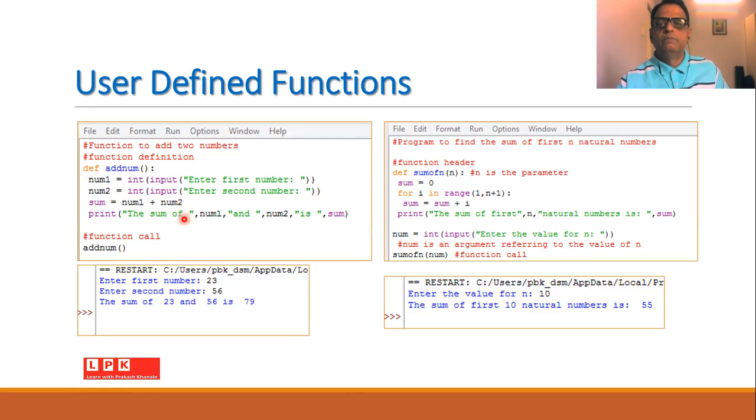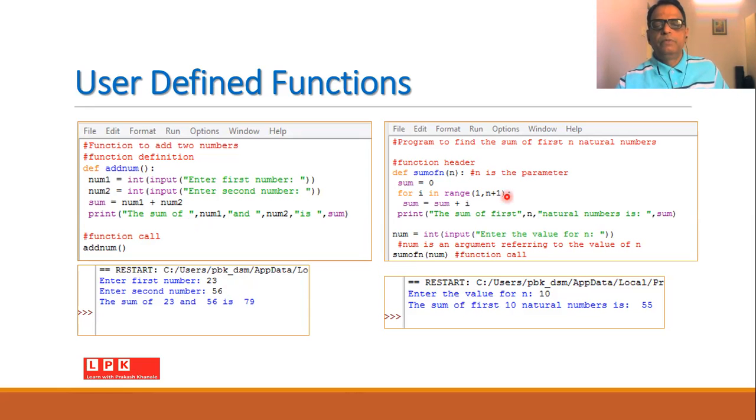When I execute this code by using the Python interpreter, the message will be displayed: enter first number. Suppose the number entered is 23. Then the message will appear, enter second number. Suppose the number entered is 56. And then we will get the message, the sum of 23 and 56 is 79.